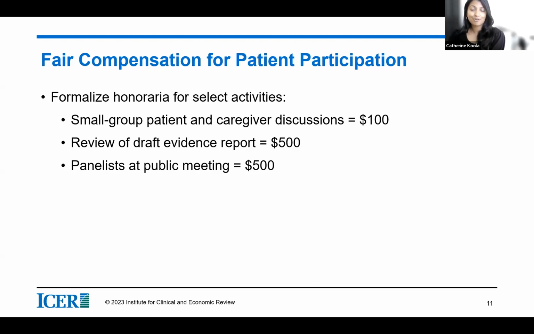So we're excited to be able to formalize honoraria for select activities, specifically the most time-intensive ones that I've listed here. And I did also want to note that we were able to use the National Health Council Fair Market Value Calculator to help inform these rates. Next slide.